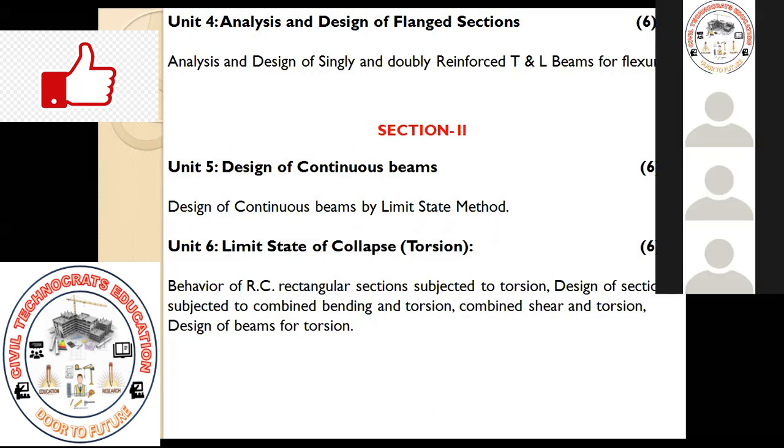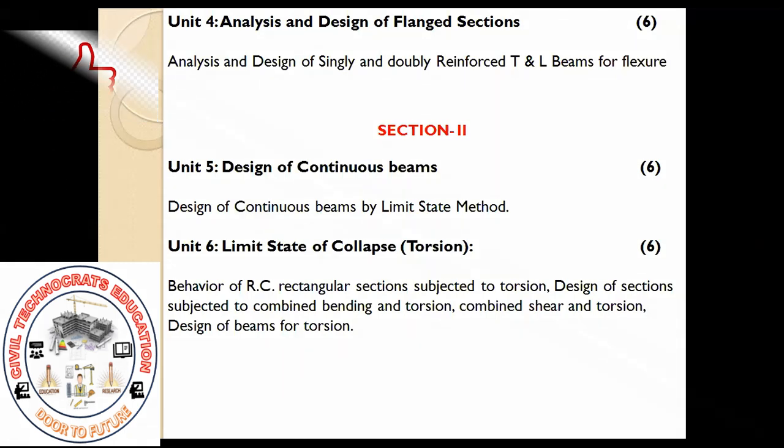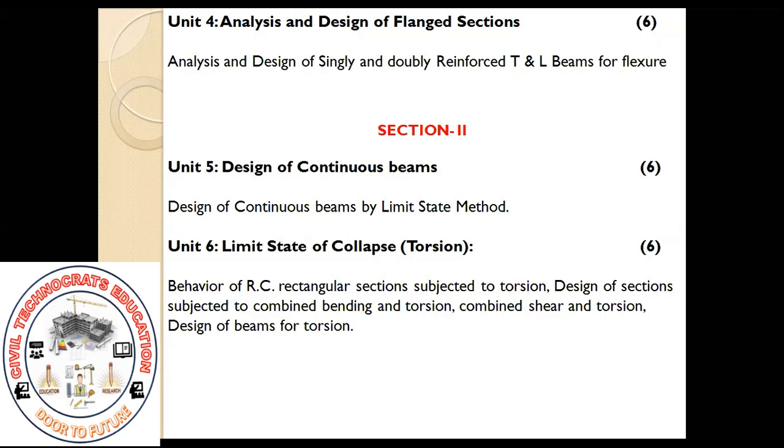On unit number 4, there will definitely be one question in the exam: design this T beam for this given data. From unit number 3 also, there will definitely be one question in the exam: design this singly reinforced section or doubly reinforced section, likewise. Now this ends your section 1. Totally I think 4 units are there in section 1. So we will move to the second section, section number 2.